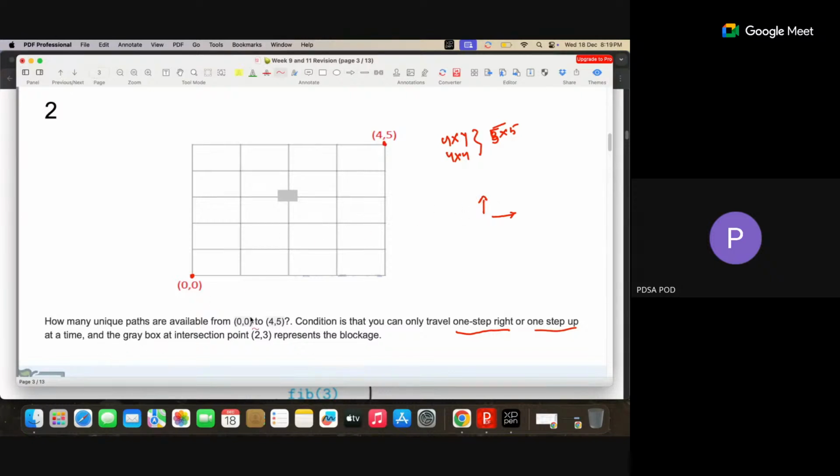Now one more thing they are talking about: the gray box. Look, they are telling that one gray box is fixed at this location. That represents a blockage. Blockage means we cannot travel in that way. You cannot move in that way. That way is completely blocked. Did you understand? Yes, sir.